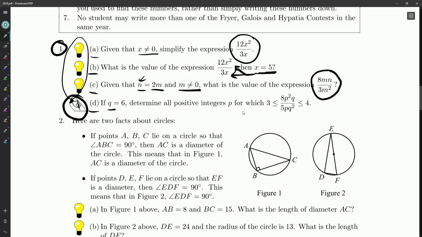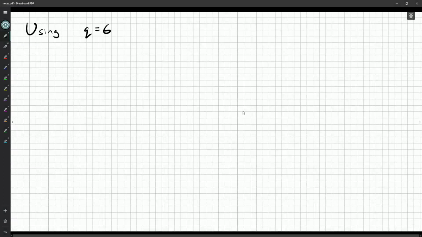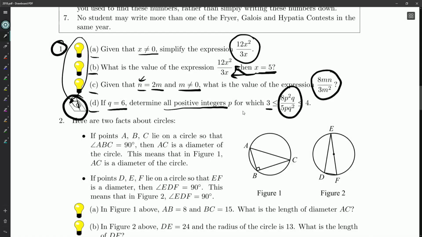D. If Q is equal to 6, determine all positive integers P, for which 3 is less than or equal to 8P squared Q divided by 5P Q squared. And that also has to be less than or equal to 4. So the first thing I'm going to do, and I'm actually going to write this down. We already know that Q is 6, so really why don't we just plug this into the expression? They're making this expression in the middle seem scarier by having multiple variables, but really we could simplify this and use our Q equals 6.